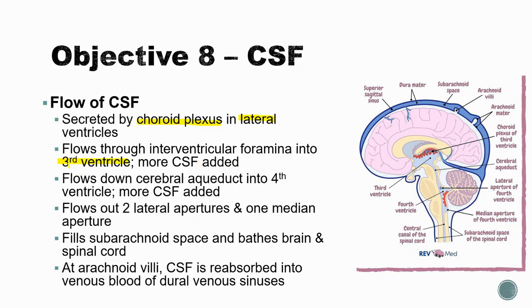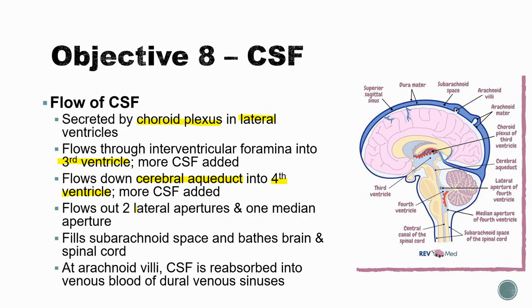And then it's going to flow from the 3rd ventricle into the 4th ventricle through that structure known as the cerebral aqueduct, or the aqueduct of Sylvius. And so once again, the 4th ventricle has choroid plexus, and so it's going to add more cerebrospinal fluid to circulation. Now, once it's in the 4th ventricle, it's going to flow out.